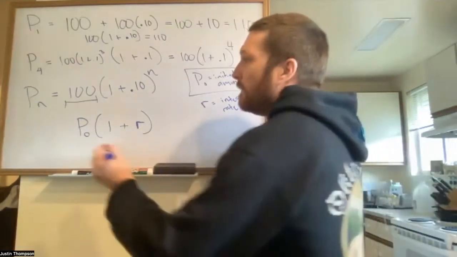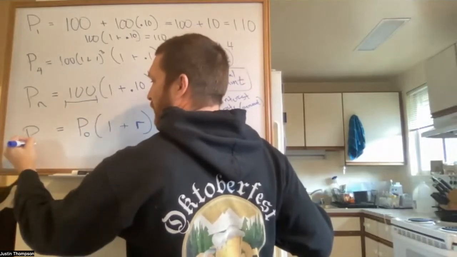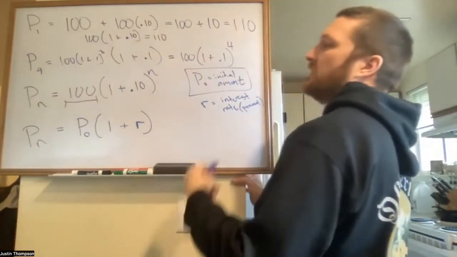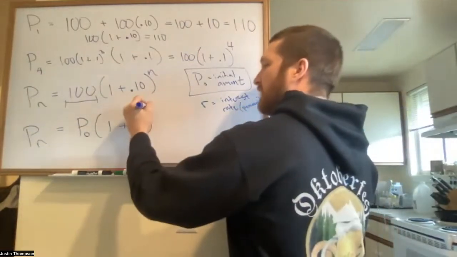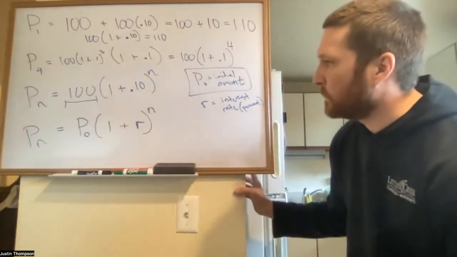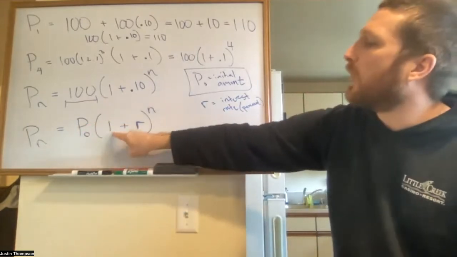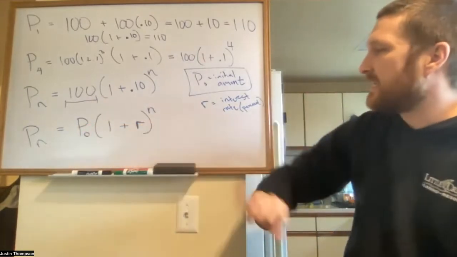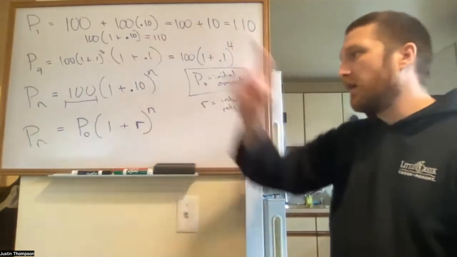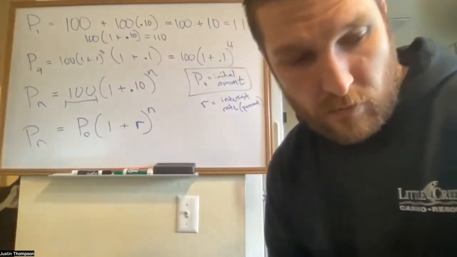And so then the principal after n years, if this is compounded every year, is that right? The initial amount, P0, times 1 plus your interest rate as a decimal percent, raised to the power of, well, the number of years that you've invested or whatever.